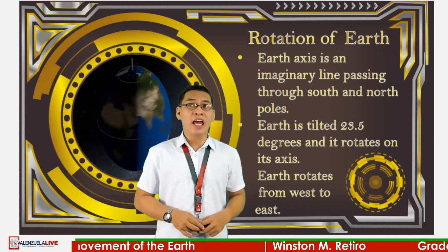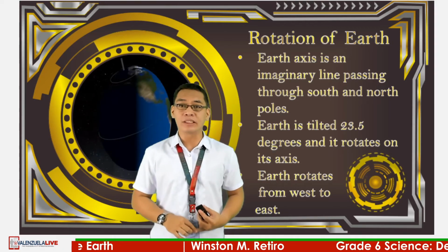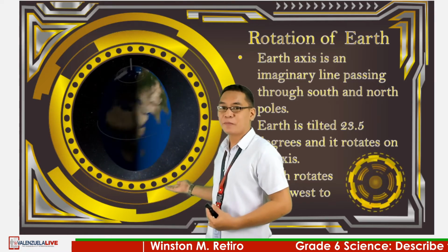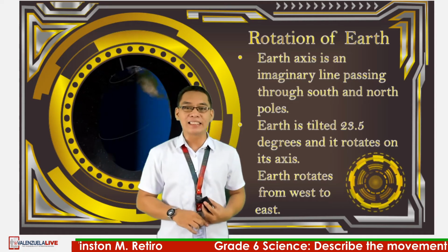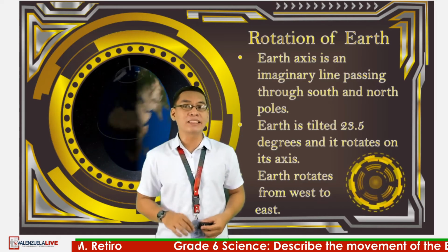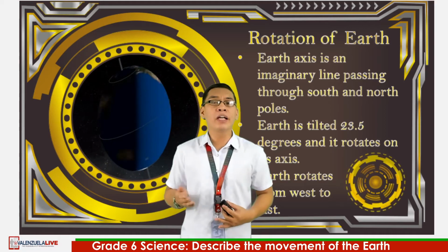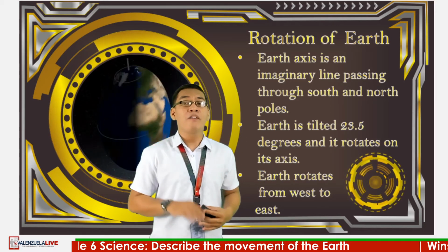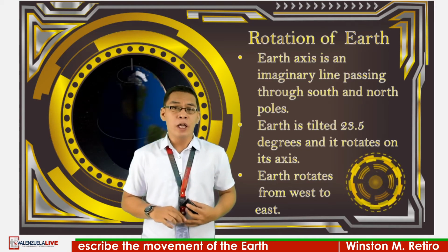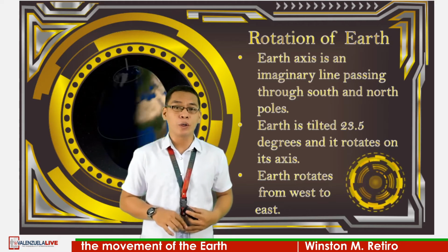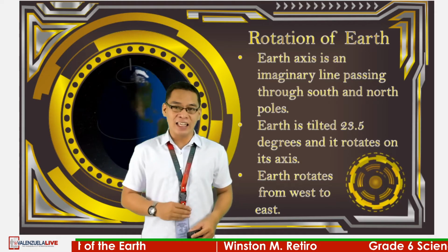Earth's axis is an imaginary line passing through the south and north poles. Earth is tilted 23.5 degrees and it rotates on its axis. Earth rotates from west to east. When viewed above the North Pole, the Earth rotates counterclockwise from west to east. This is called a prograde rotation. Because of this direction of rotation, we see the sun rising every day in the east and setting in the west.